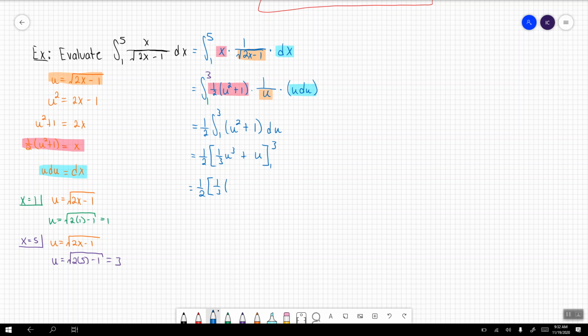So this is 1/3 times 3 to the power of 3 plus 3 minus 1/3 times 1 to the power of 3 minus 1. All right, let's keep going. 3 cubed, that's 27, divided by 3, that's 9. So that's going to be 9 plus 3, that's going to be 12. And then here I'm going to have 1/3 minus 1. So 1/3 minus, negative 1/3 minus 1, that should get me 4/3.